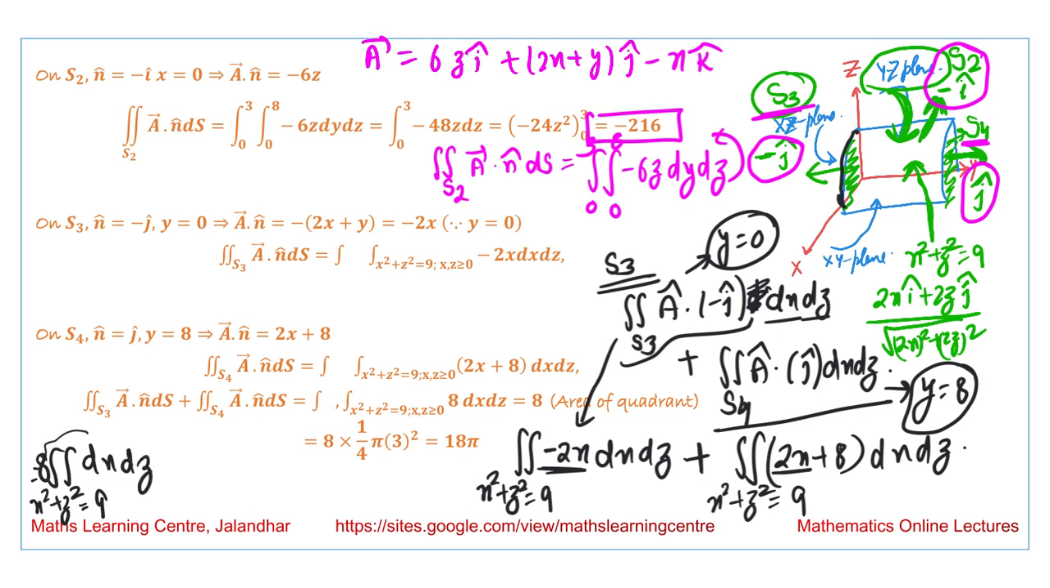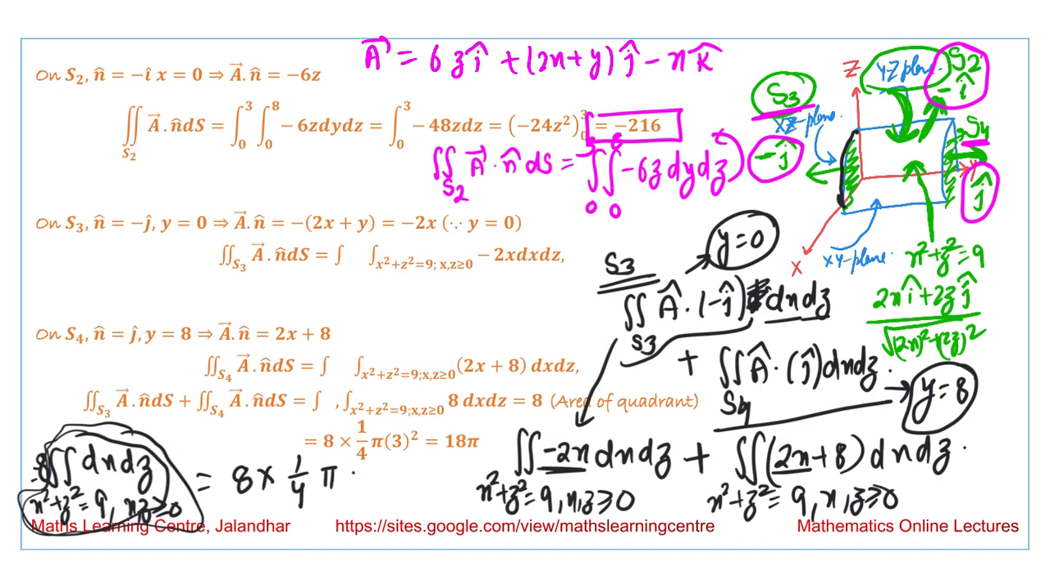Now what is this thing representing? We have the condition that x and z are greater than or equal to 0. We are talking about the first octant only. It means we are talking about the area of this circle in the first octant, which is 1 by 4 of the area. So we are getting 8 into 1 by 4 pi r square. The answer we obtain is 18 times pi. So the sum of both these values is 18 times pi.